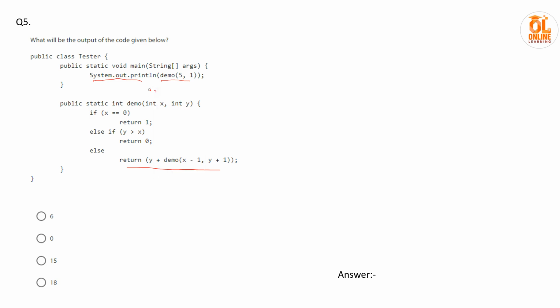So in the beginning x is 5 and y is 1. If x equals 0, return 1. So this statement is not matching. Y greater than x? Y is 1 and x is 5, so this is also not matching. So we will come here. It is given y, y is now 1. Okay, 1 plus demo(x minus 1, y plus 1), it will become demo(4, 2).